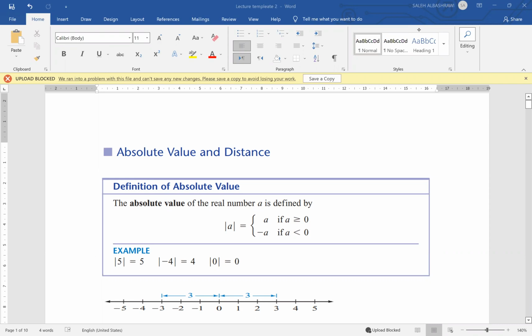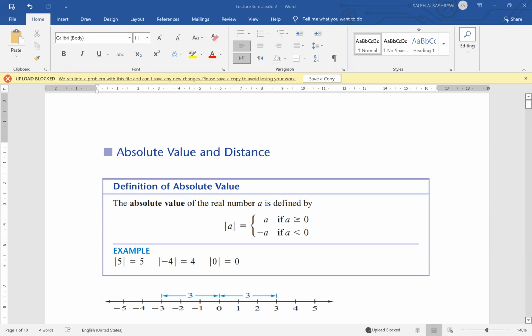In the last part, we spoke about writing sets using set builder notation and interval notation, and we also discussed the union and intersection between two sets. In this part, we are going to speak about the absolute value and distance, starting with the definition of the absolute value.